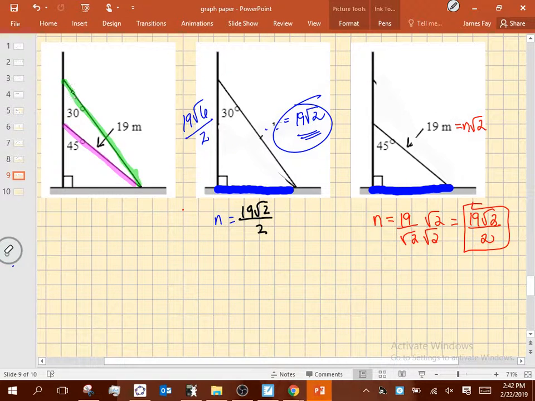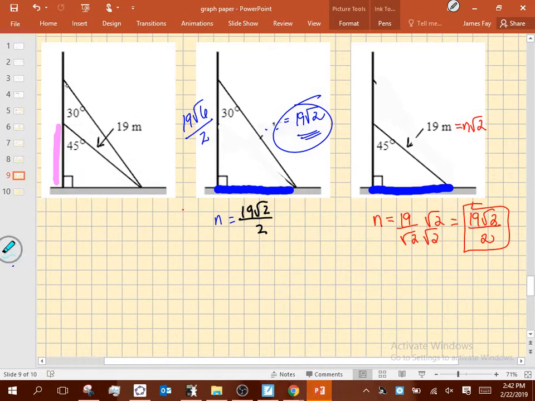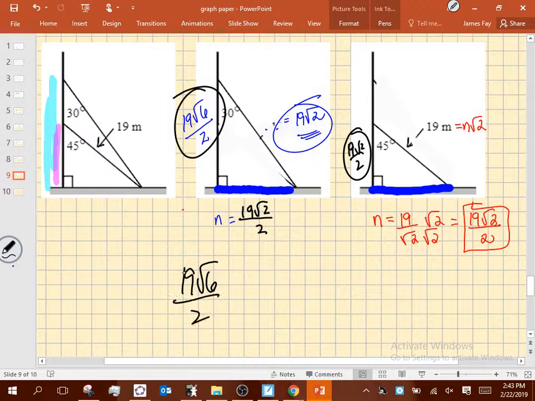No. The distances I want to subtract are that distance from that distance, right? Okay? So this distance, the blue distance here, is 19 root 6 over 2. This distance here would be the purple one, right? Isn't that 19 root 2 over 2? So I'm going to subtract this. So 19 root 6 over 2 minus 19 root 2 over 2. Now we'll type that into my calculator.